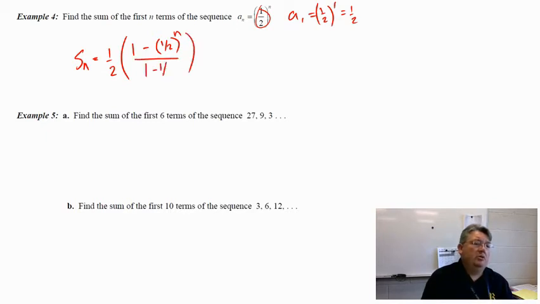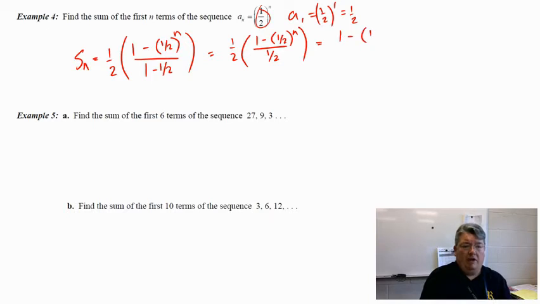1 minus 1/2. Let's see if I can put this together a little bit. If I multiply, 1 minus 1/2 on the bottom is 1/2, and this is 1 minus 1/2 to the power of n. I can't simplify that. But if I go 1 times the top, I just get 1 minus 1/2 to the power of n over 2 times 1/2. Well, that's just 1. So I end up with 1 minus 1/2 to the power of n. And that's as far as I can get.